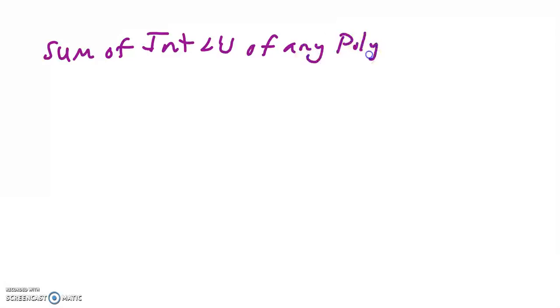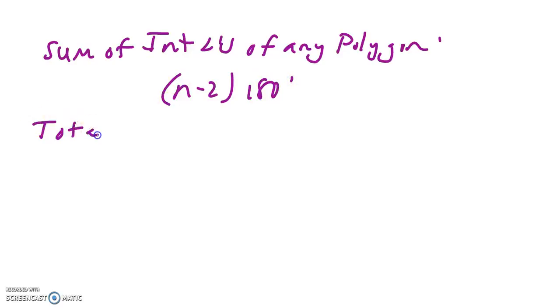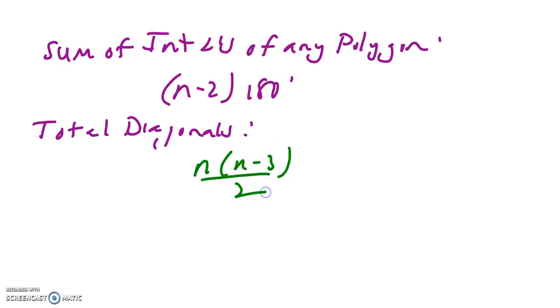So guys, in summary, after these 3 videos, we have a few major formulas. To find the sum of the interior angles of any polygon, it is the sides minus 2 times 180 degrees. To find the total diagonals in any polygon, it is n times n minus 3. Let me try that again. It is n times n minus 3 all over 2.